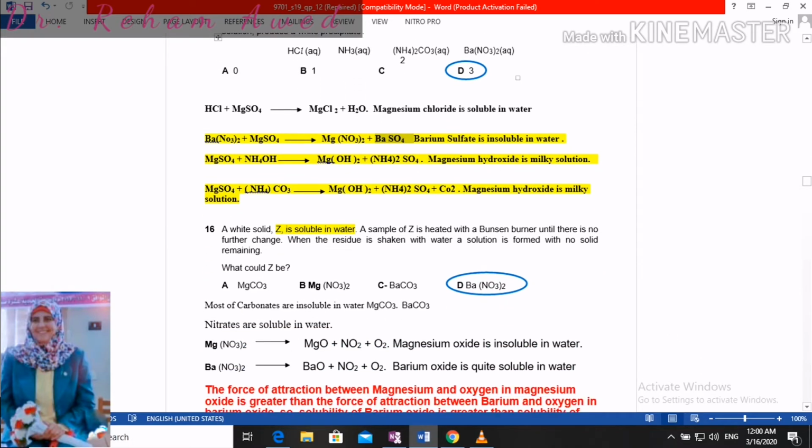Question number 16. A white solid Z is insoluble in water. A sample of Z is heated with a Bunsen burner until there is no further change.